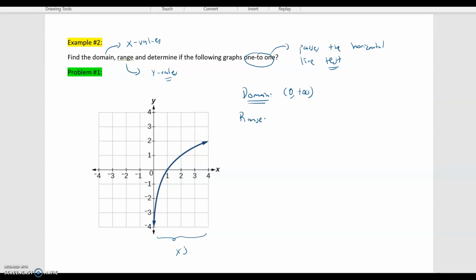Next would be the range. The range, you're going to be looking at your y values. In this case, we'll notice that your y's go all the way to negative infinity, all the way to positive infinity. So all the y values, or in this case, negative infinity to positive infinity. And then the last portion is the one-to-one.